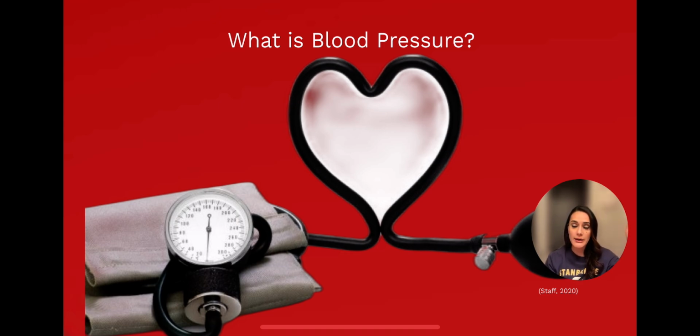The top number is called the systolic. Systolic means your heart is contracting, as we know. And then the bottom number is called the diastolic. Diastolic means that your heart is at rest. You have to think of it like a garden hose where water's flowing through it and the right amount of pressure keeps everything running smoothly, but if the pressure's too high or too low, problems can occur.